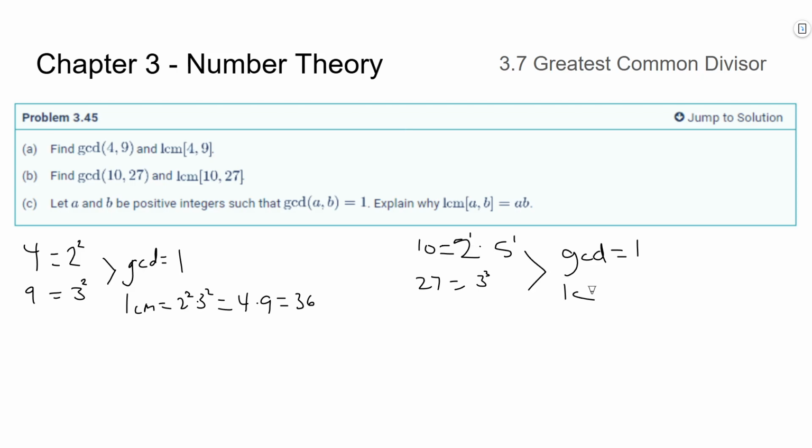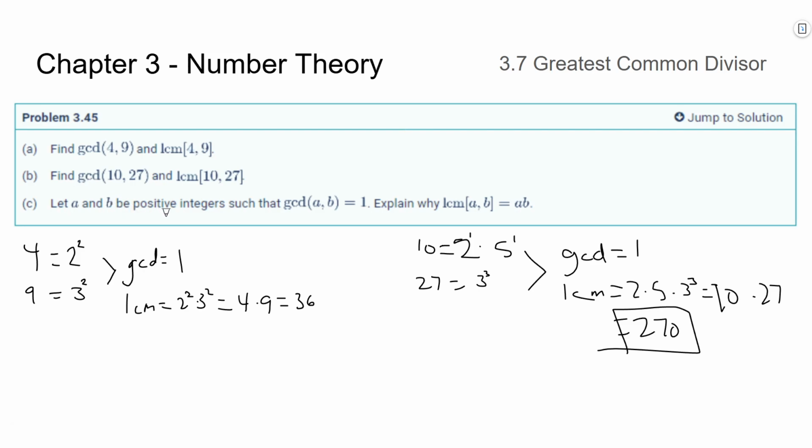Our LCM is going to be 2 times 5 times 3 cubed, which is 27. So let's just say 10 times 27, which would be, LCM would be 270. And again, if we counted our multiples of 10, 20, 30, 40, 50, and then 27, and then 54, and so on, the first time that they would meet would be at 270.